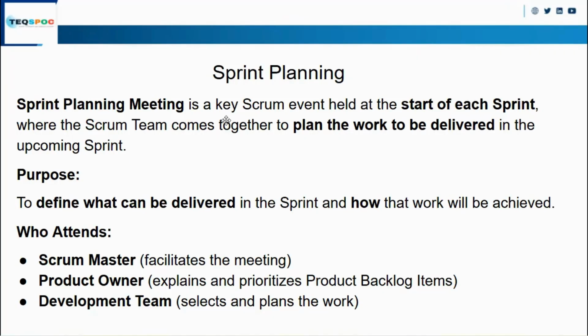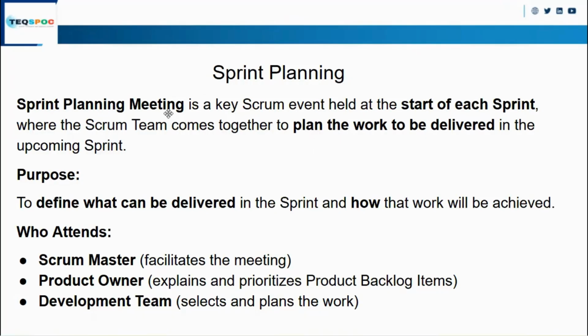Here we will talk about the sprint planning meeting. Sprint planning is a key Scrum event held at the start of each sprint, where the Scrum team comes together and plans the work to be delivered in the upcoming sprint. In the sprint planning meeting, all the Scrum team will sit together and discuss what work they will do in the upcoming sprint, how they will achieve the work, and what they will need to achieve this work. All of this will be discussed in the sprint planning meeting.